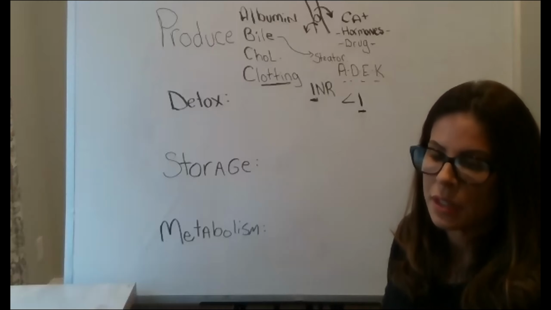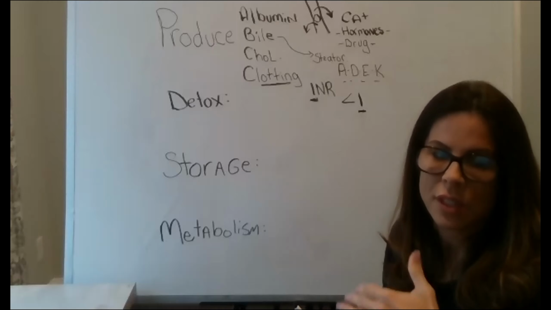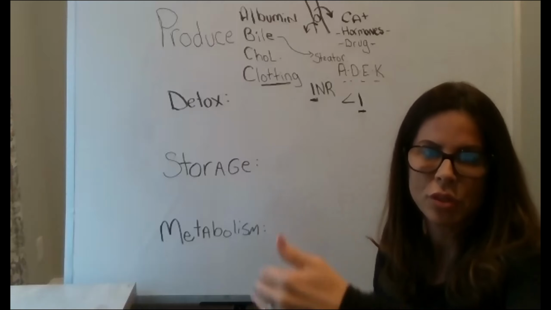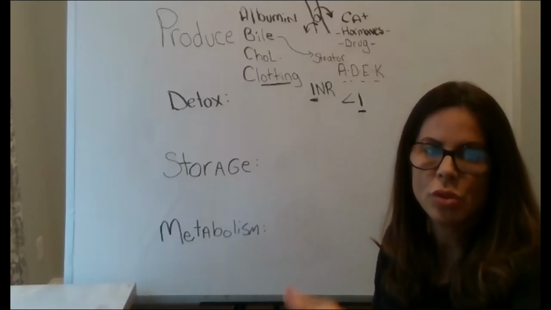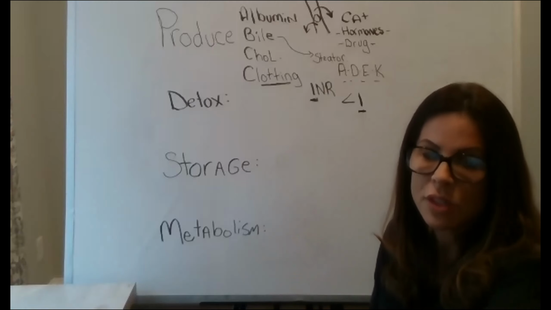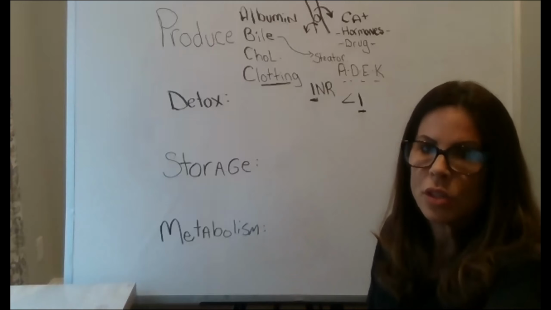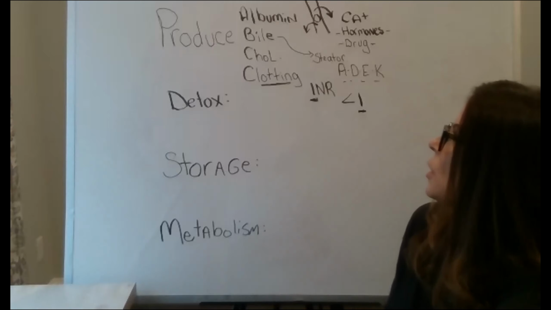Patients with liver disease, as the liver disease progresses over time, their INR will start to rise. So you'll start to see an INR of 1.2, 1.5, 1.7, 2, 2.3. And these patients will be coagulopathic. It will be difficult for them to stop bleeding. So they're bleeding risks.